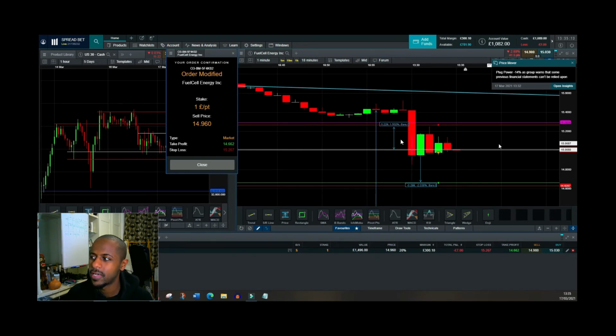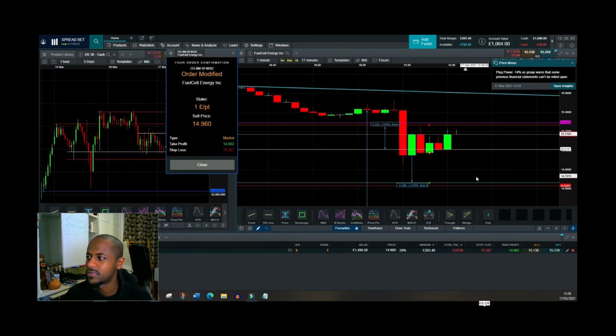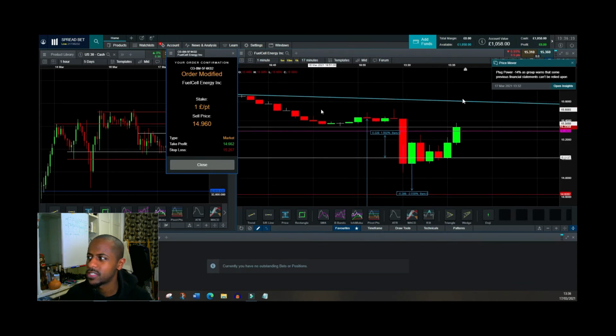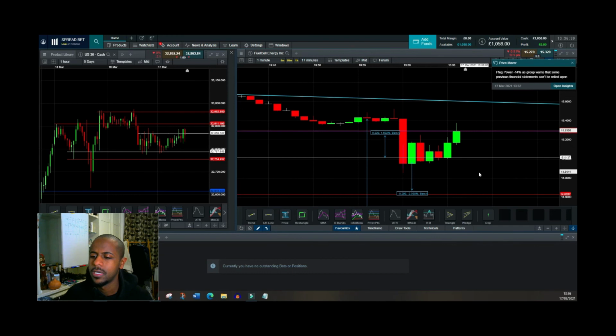So again, I've seen this pattern before, and I've seen this drop to the downside. In this instance though, it did not. It carried on rallying further and further until it hit my stop. And it kept going, I think, past 15.30, potentially 15.45, and that is the trade.